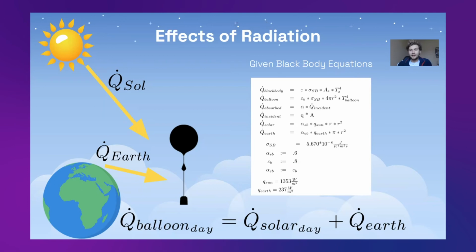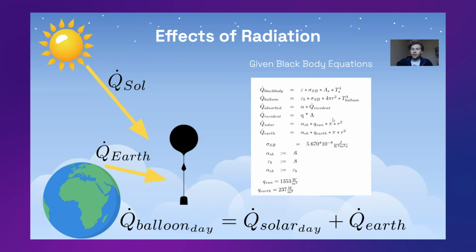So what impact is it going to have? Let's break it down. We're given these black body equations, which help us understand the thermal radiation entering and leaving the balloon system. What we can do is break that down into: the heat in the balloon is equal to the heat coming from the sun plus the heat coming from the earth. So that's pretty self-explanatory.